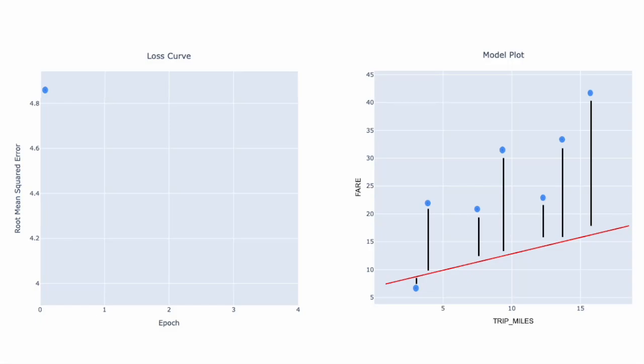On the left-hand side, we will plot our loss curve. The y-axis represents the model's error. In our case, since we're using a root mean squared loss function, it is the square root of the average squared distance between the predicted and actual fare values. The x-axis represents the training epoch hyperparameter for a specific training iteration.